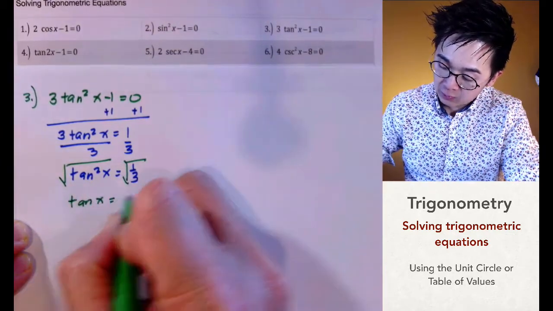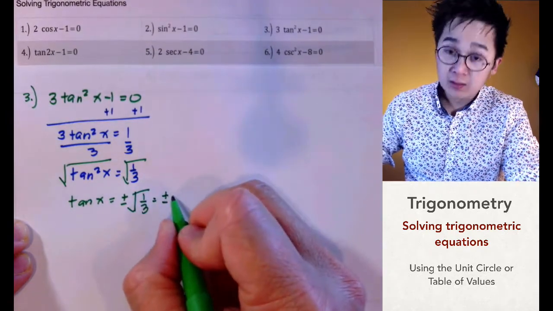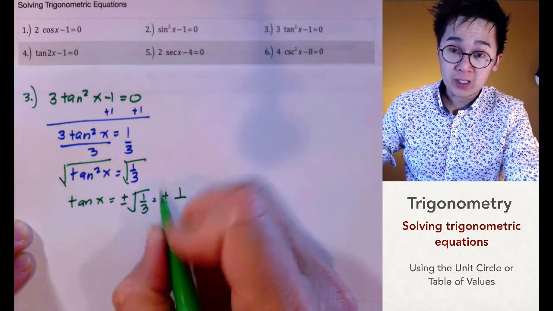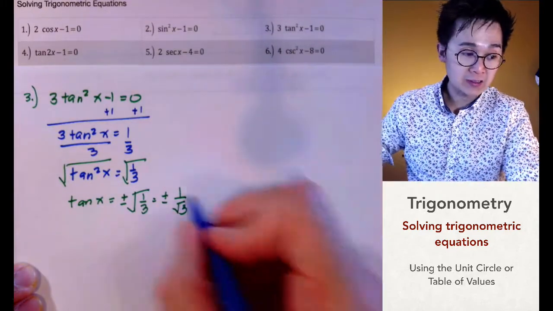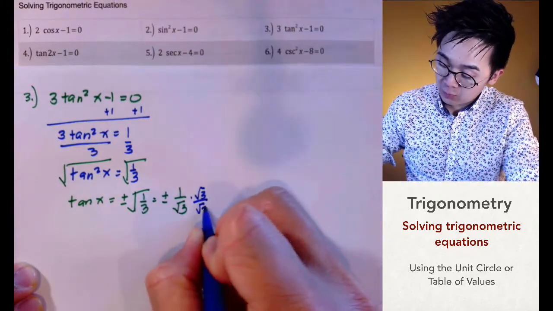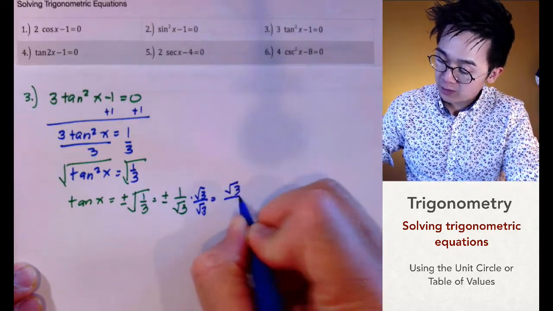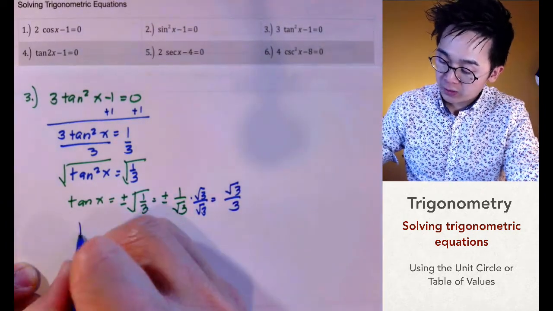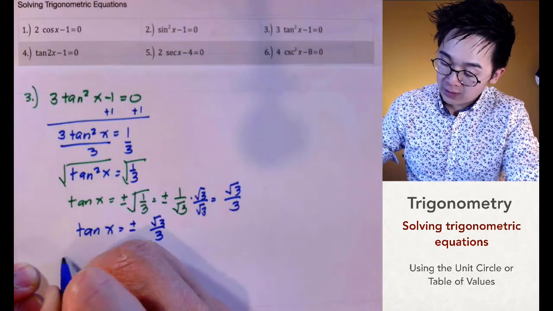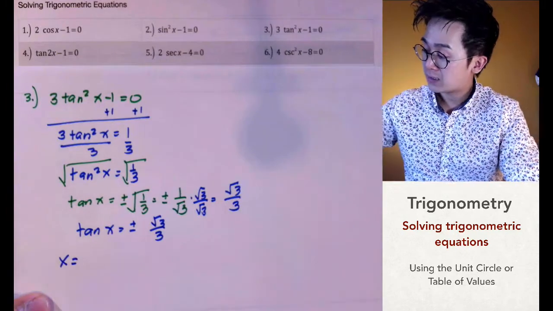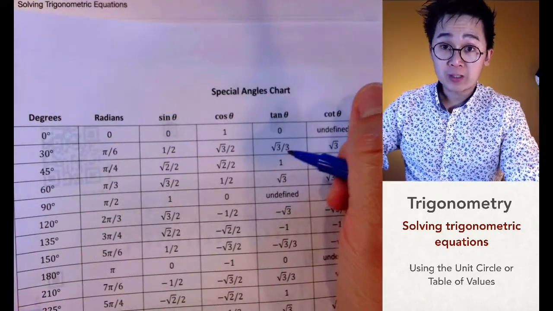So we have tangent x equals plus or minus the square root of 1/3, which is going to be the square root of 1, which is 1, over the square root of 3, since 3 is a prime number. But in trigonometry, we always rationalize our denominator. To rationalize this, we multiply both the numerator and denominator by the square root of 3, so we'll have square root of 3 all over 3. Now we're going to be looking for tangent x equal to plus or minus square root of 3 over 3 so we can find the values of x. In our unit circle, looking at tangent, we need plus or minus square root of 3 over 3.